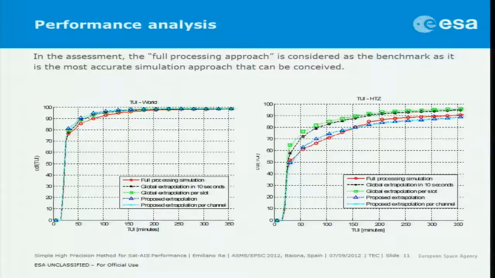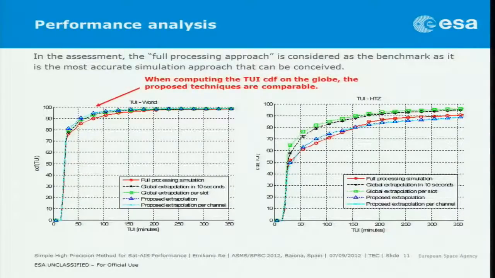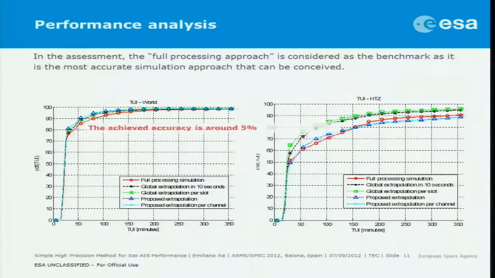These two plots are the cumulative distribution functions of the time update interval of the system. On the left hand, we have the picture showing the time update interval on the world, whereas in the second picture, we are just considering what we call the high traffic zones. On the left picture, you can see that the different techniques we propose have pretty much the same performance, and the red curve is our benchmark, which is the full processing simulation. So you can see that we can achieve more or less a 5% accuracy in the CDF of the time update interval. These techniques perform pretty much in the same way.